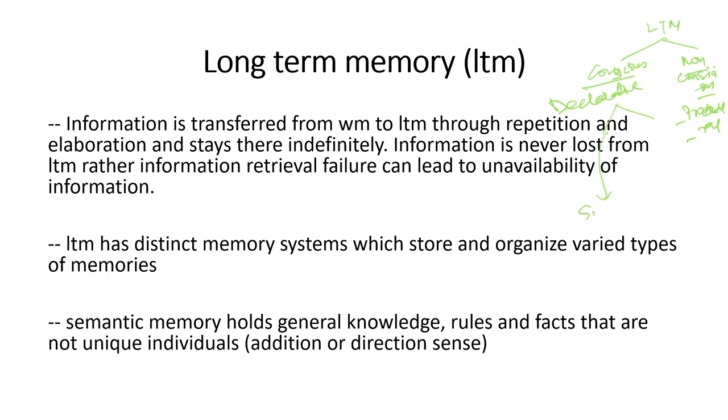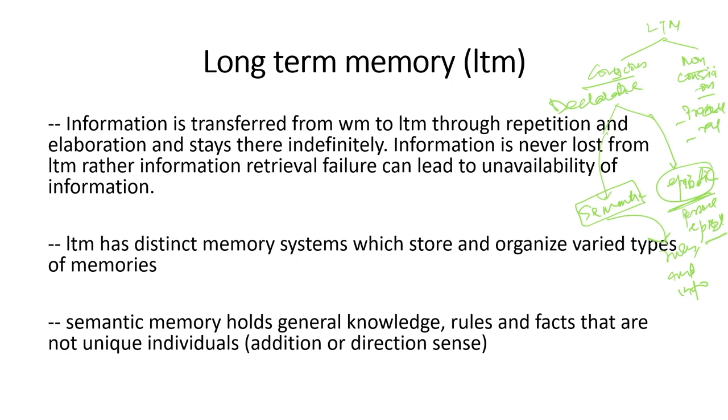You have the selective, you have the semantic, and you have the episodic. The semantic form of memory is about rules and other information, and episodic is about personal episodes.